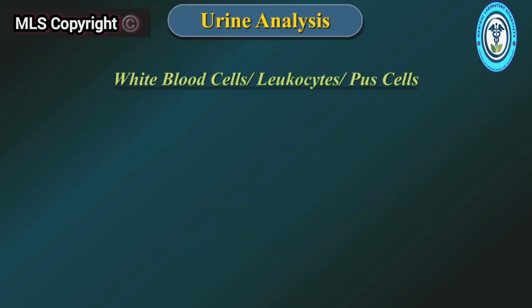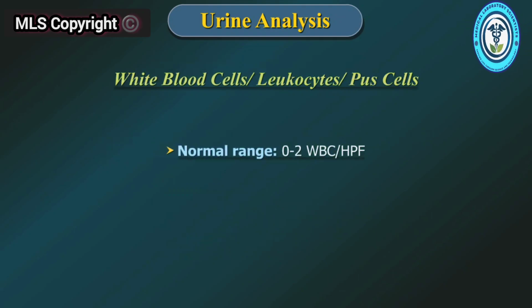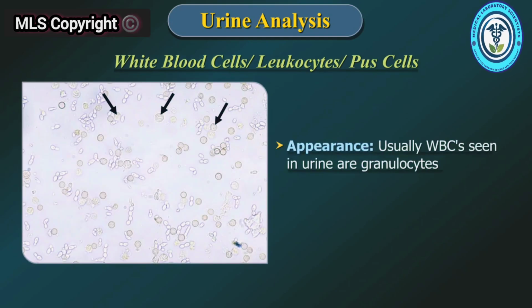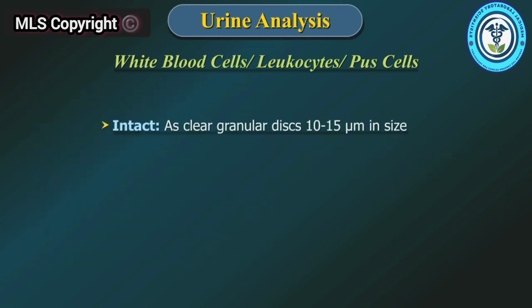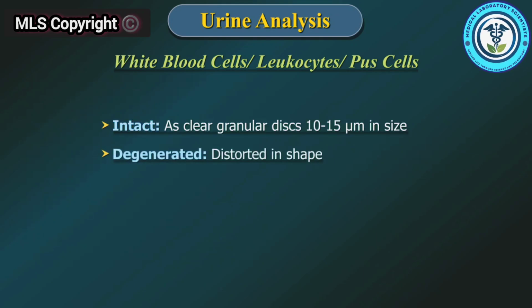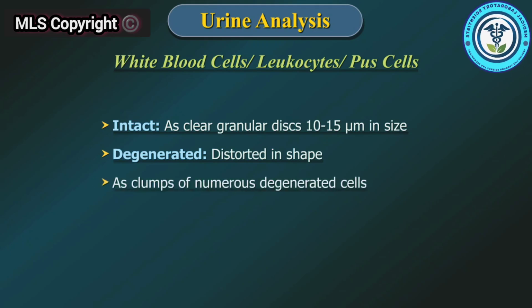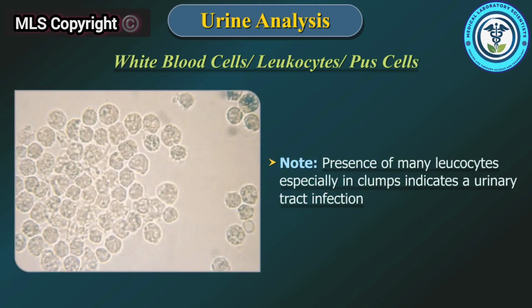White blood cells or leukocytes or pus cells. Normal range is 0 to 2 white blood cells per high power field. Appearance: usually the white blood cells seen in urine are granulocytes. These may be seen as intact or as clear granular discs 10 to 15 micron in size, degenerated or distorted in shape, or as clumps of numerous degenerated cells. The presence of many leukocytes, especially in clumps, indicates a urinary tract infection.